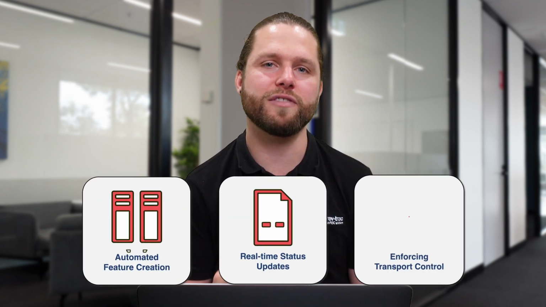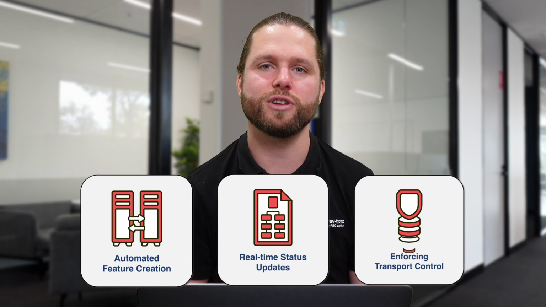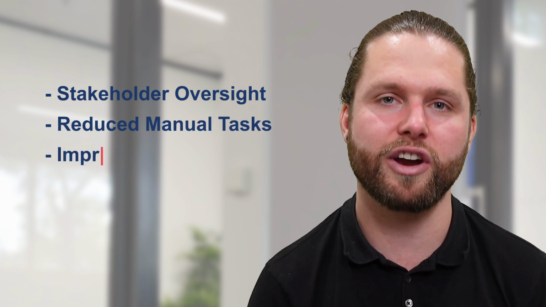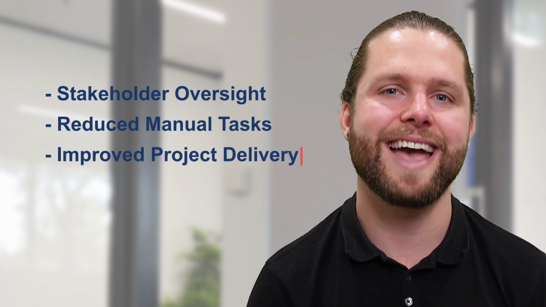Rev-Trac's integration with the SAP Cloud ALM feature ensures that each SAP change is accurately traced from initiation through to deployment. By automatically creating linked features, updating statuses in real time, and enforcing transport controls, Rev-Trac streamlines SAP change management, providing clear, bi-directional traceability.